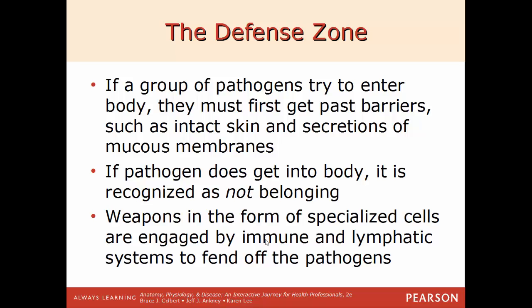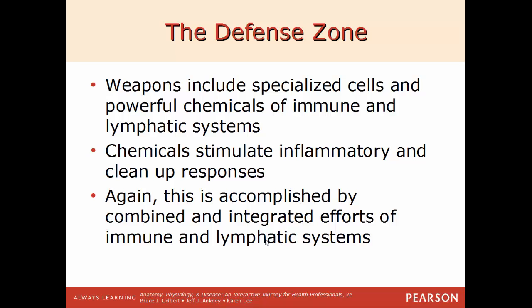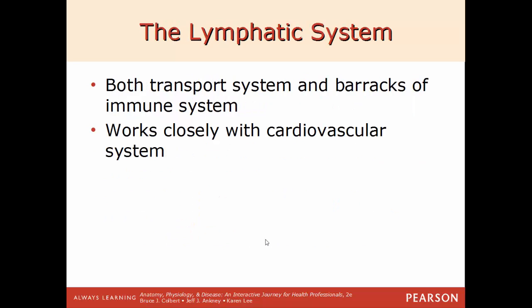Various weapons in the form of specialized cells are engaged by the lymphatic system and the immune system to fend off such pathogens. These weapons include not only specialized cells, but powerful chemicals of the immune and lymphatic system. Now, these chemicals can stimulate the inflammatory response and also the cleanup response. This is a combined and integrated effort of the immune and the lymphatic systems. All right, we'll start with the lymphatic system.